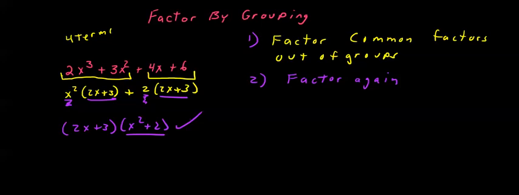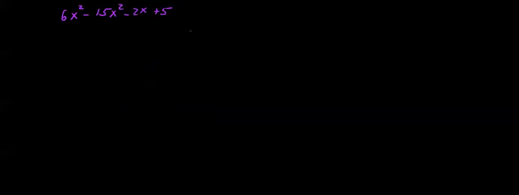Let's look at another example. All right, here's our second example. 6x squared minus 15x squared. Oops, my example is screwed up. That should be a cubed. Minus 15x squared minus 2x plus 5.